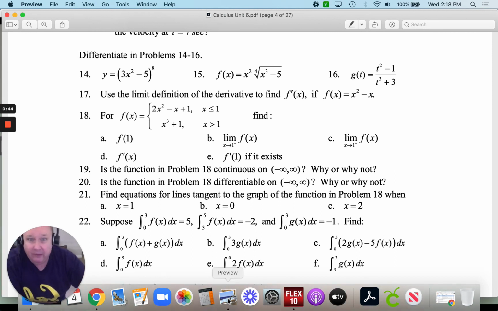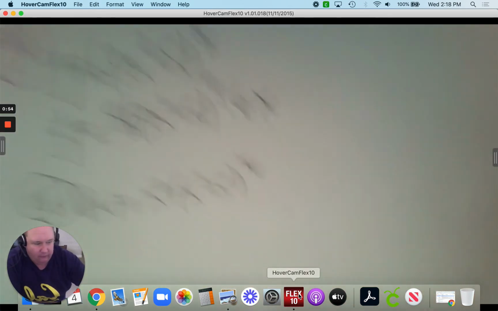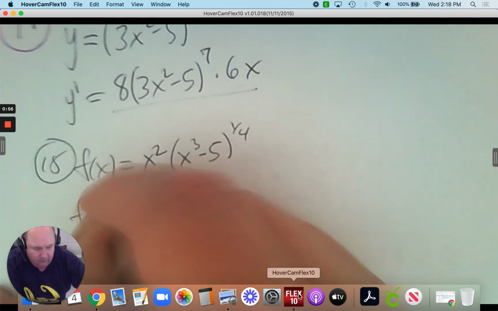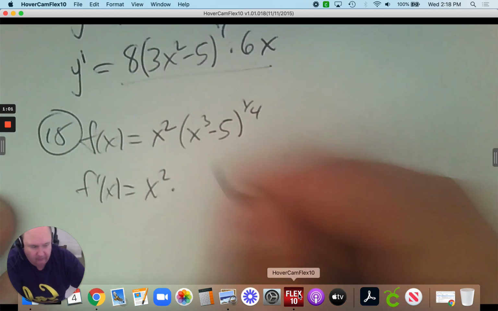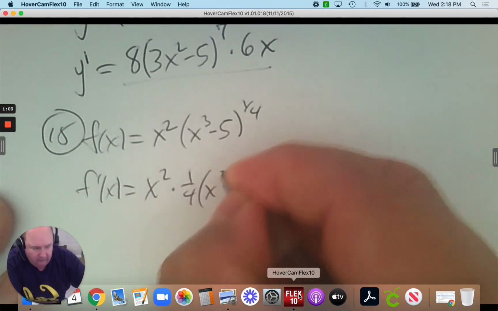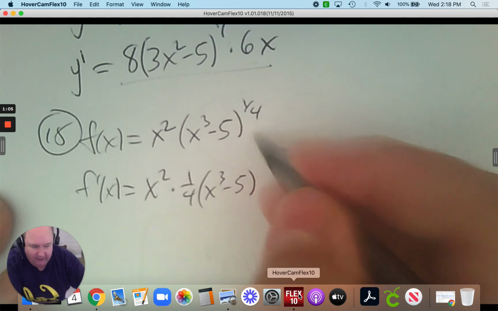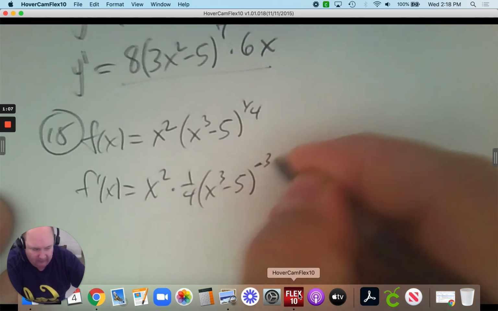We have x squared. I'm right away going to write this as x cubed subtract 5 to the exponent 1/4. Let me show you. How would you take the derivative? It's the product rule. What is the product rule? That is the first times the derivative of the second. Remember, when you subtract 1, subtract 4 is negative 3/4.